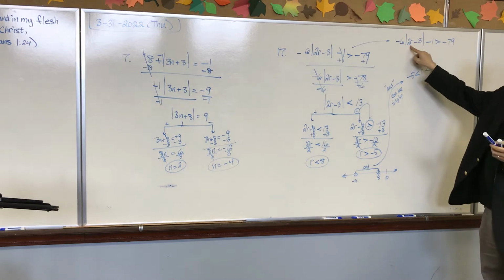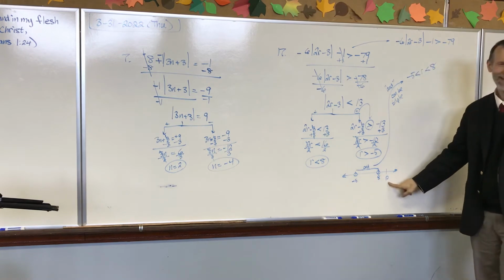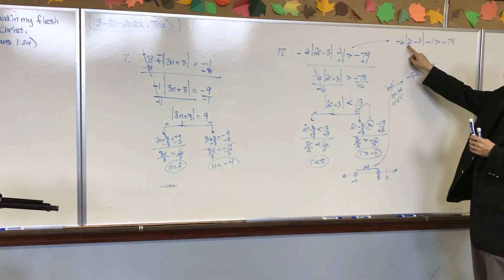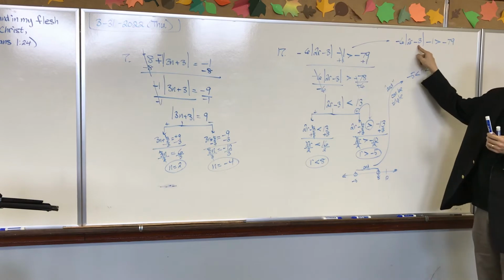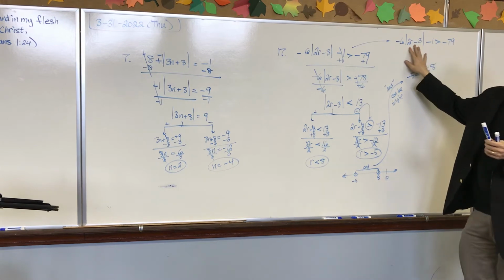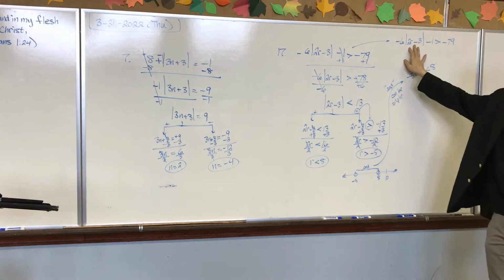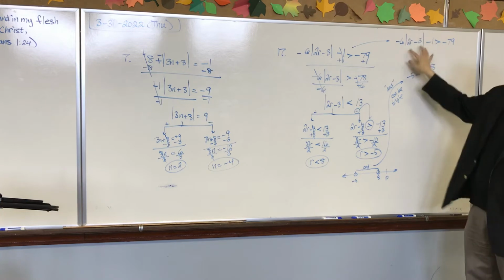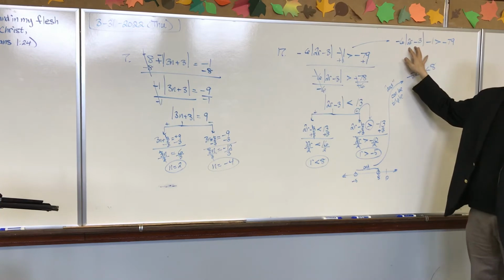What's 2 times 10? 20. We're plugging in a 10; we're just going to see if it works. 2 times 10 is 20, minus 3 is 17. Now, mental math, people. What's the absolute value of 17? 17.